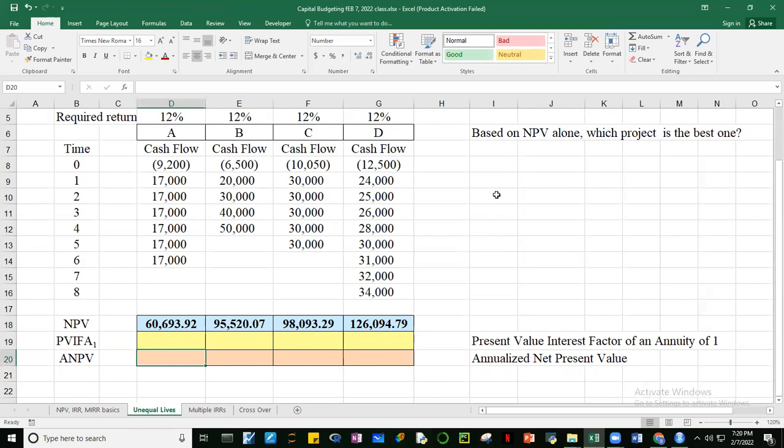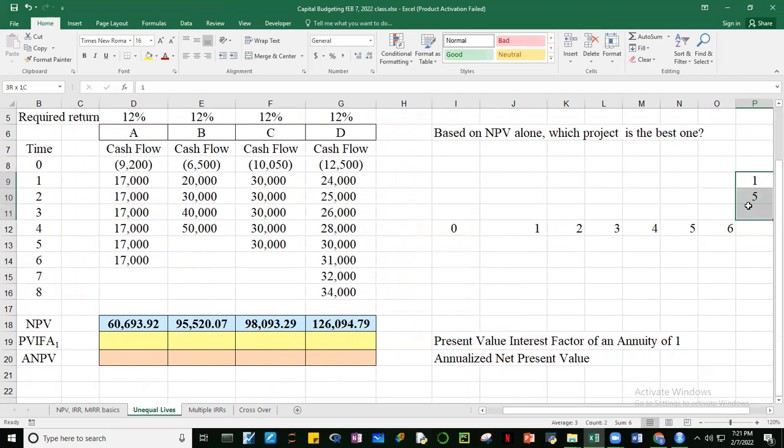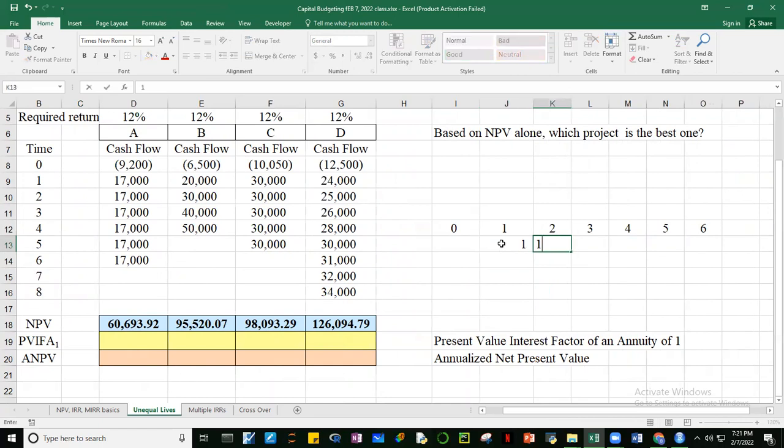How do we compute for the annualized net present value? We have to compute for the present value interest factor of an annuity of 1. Okay, what do I mean by this? Kunyari for A, ilang years yung project? 6 years. So anong ibig sabihin nun? Iko-compute ko yung annuity of 1. So 0, 1, 2, 3, 4, 5, 6. So we have 6 years here. How much is the present value of an annuity of 1? Which means that 1, 1, 1, 1, 1, 1. 6 na 1. Okay, how much is the present value there? Kung ano yung present value yun guys, ang tawag dyan, present value interest factor of an annuity of 1.